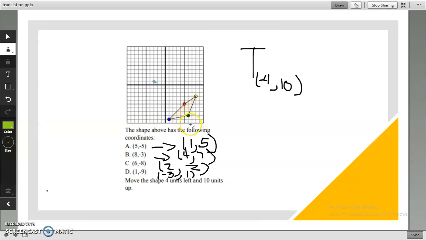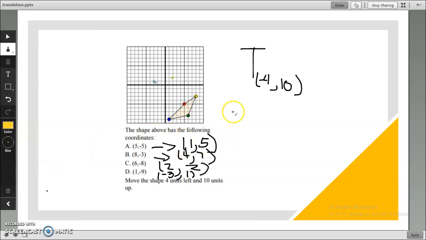And the green one is at, I think this is 6, -8. And so 6, -8 is going to change to 2, 2. So we'll go right there, and let's count over to see if we did that correctly. So that's going to go over 1, 2, 3, 4, and up 10. 1, 2, 3, 4, 5, 6, 7, 8, 9, 10. Perfect. Let's go to the yellow one next.